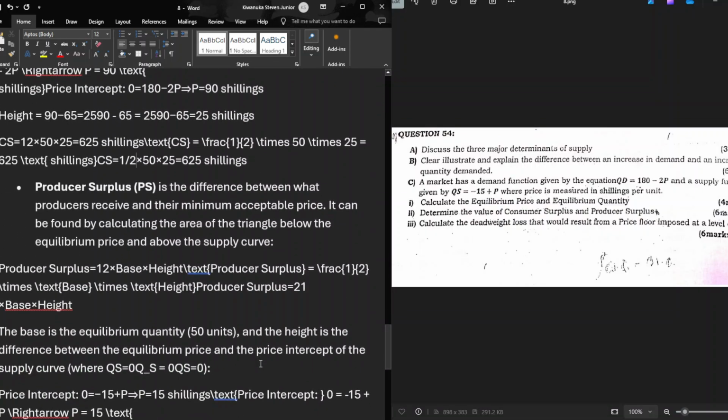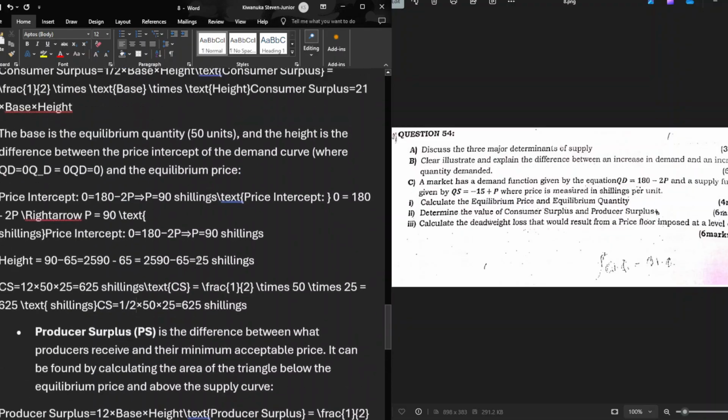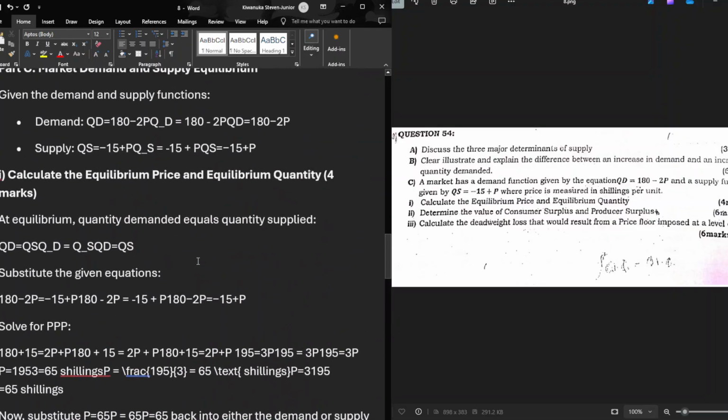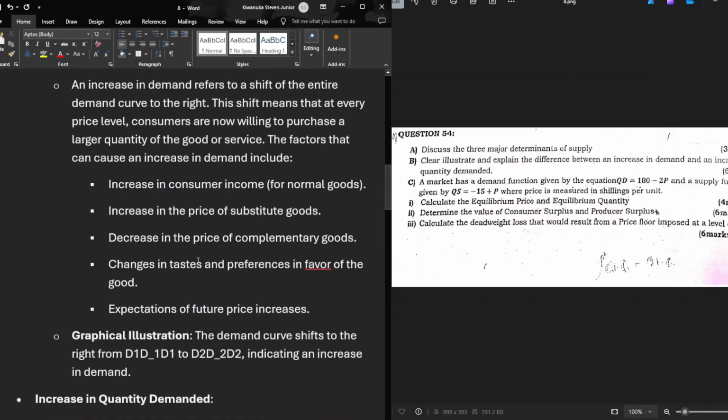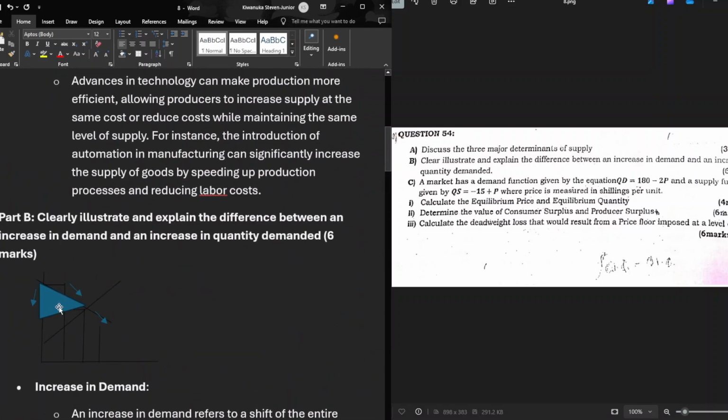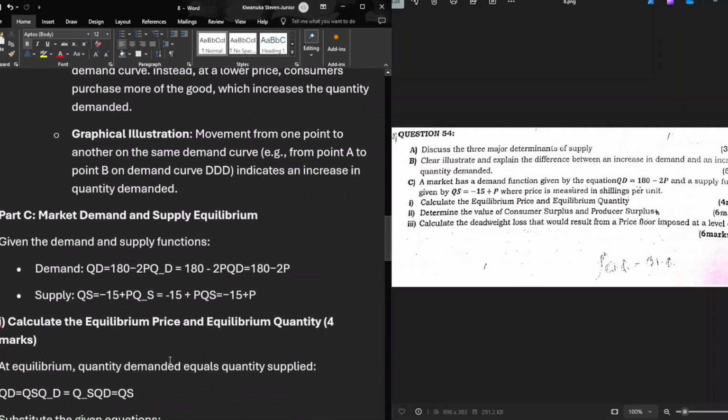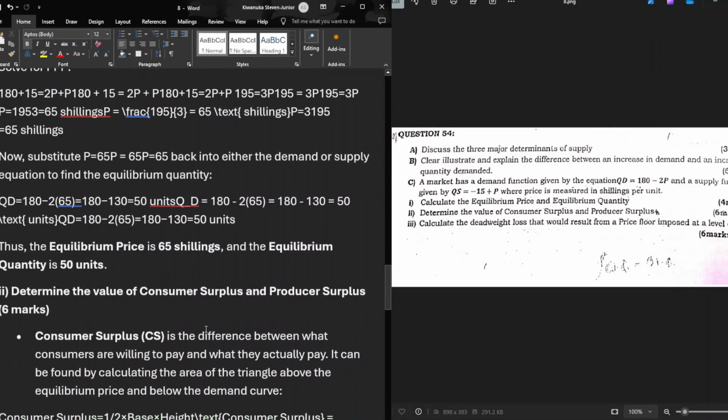Then the same thing applies to the producer surplus. Producer surplus is the extra benefit a producer enjoys from selling more than what he expected to sell at. It is illustrated by, remember, this is the supply curve. It is below the equilibrium price but above the supply curve. So it is here. You can solve the same way and you get the answer.